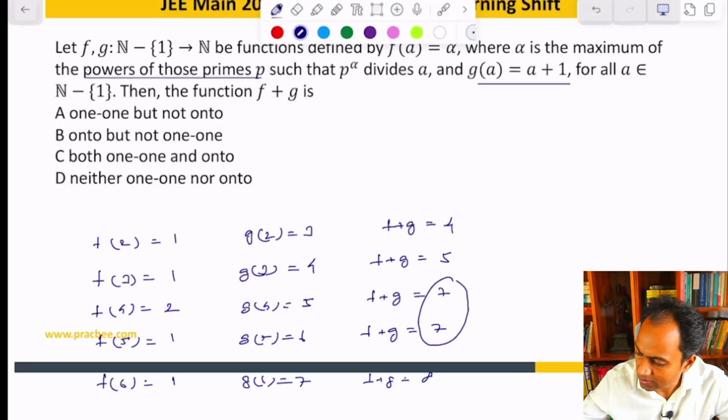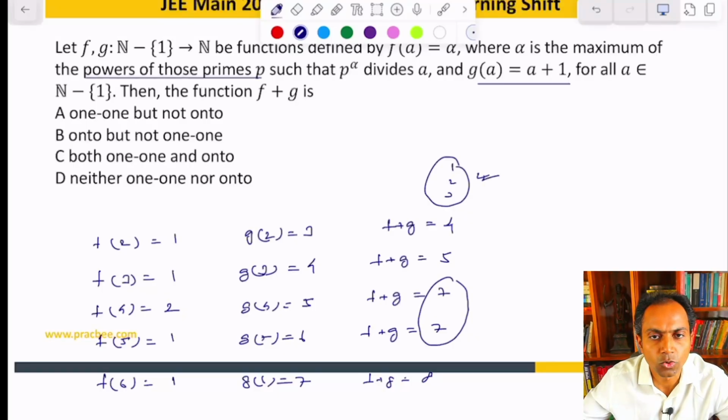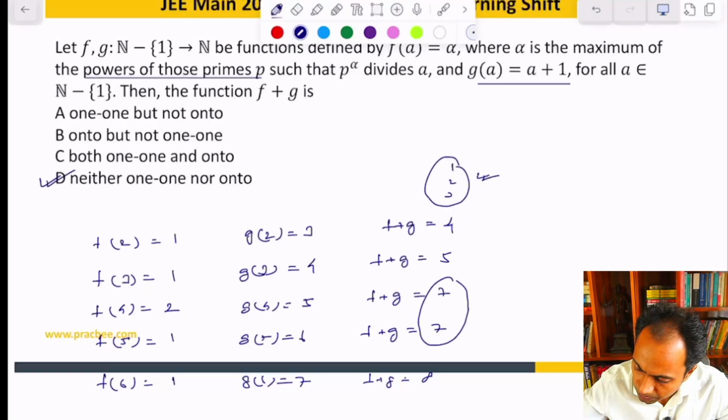Another thing, you can see that there is no value that maps to the value 1, 2 or 3. So 1, 2, 3 is not getting mapped. So my codomain is not equal to range. So that would mean it is neither 1-1 nor onto.